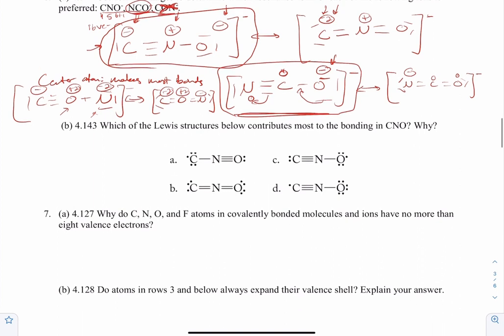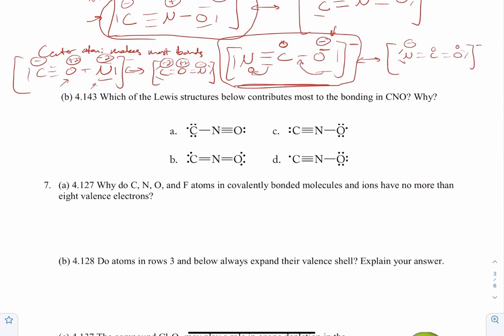So part B, we say which of the following Lewis structures below contributes most to the bonding in CO. Okay, so remember, when they're asking which one contributes the most to the bonding, it's the one that's going to have the minimized formal charges, okay? So what you got to do on each of these is figure out what the formal charges are.